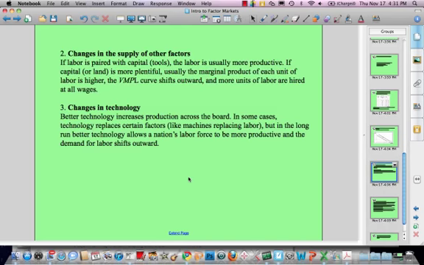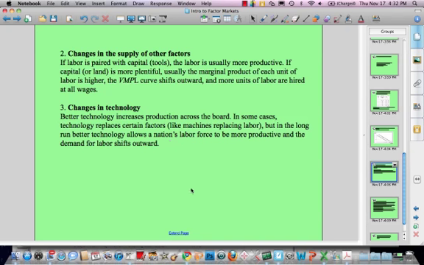Let's talk about the other 2 factors that can shift that demand curve out. The first is changes in the supply of other factors. So if labor is paired with capital like tools, the labor is usually more productive. So the capital is more plentiful. If capital is more plentiful, usually the marginal product of each unit of labor is higher. And that will shift the value of the marginal product curve outward, and more units of labor are hired. Think of it as each unit of labor becoming more productive as units of labor are paired with other factors.